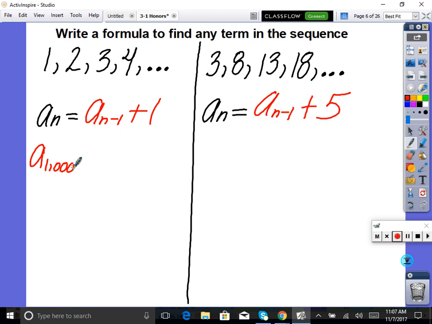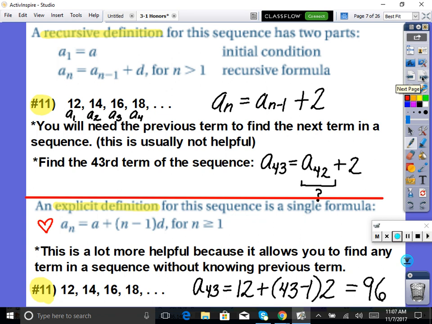Does that make sense? We don't know what this term is. We would need to know the 999th term. Does everybody see? Which is not very helpful, correct? So these formulas are great. They're easy to write, but they're not very helpful. So that brings me to my point here. A recursive definition is what you just did. So everybody in your notes, you should be writing this down. A recursive definition is the definition that's easy to write. It's very straightforward. It's literally just what you see with your eyeballs.